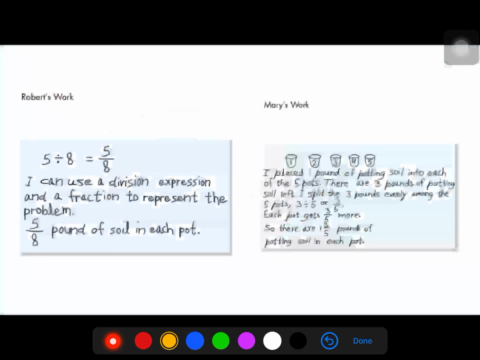Mary says, I placed 1 pound of soil into each of the 5 pots. 1, 2, 3, 4, 5. There are 3 pounds of potting soil left. So then she split the 3 pounds evenly among the 5 pots by thinking of 3 being divided by 5. Each pot gets 3/5 more, so there are 1 3/5 pounds of potting soil in each pot.